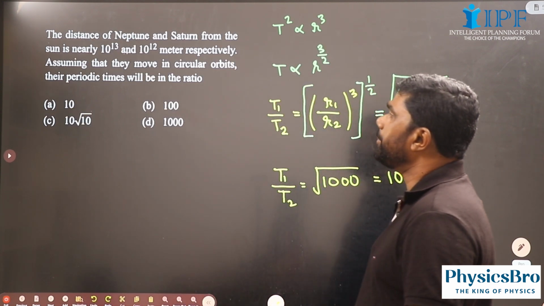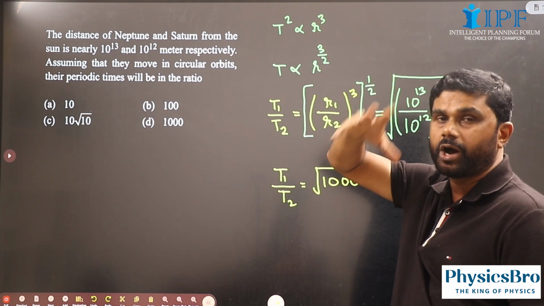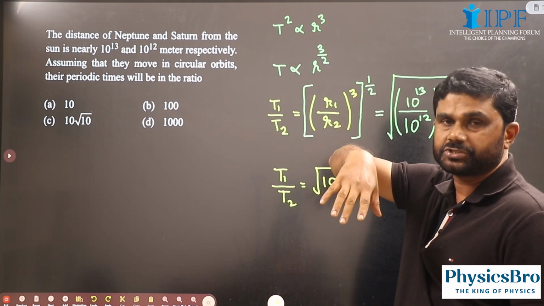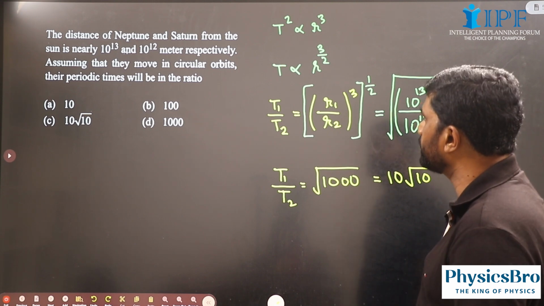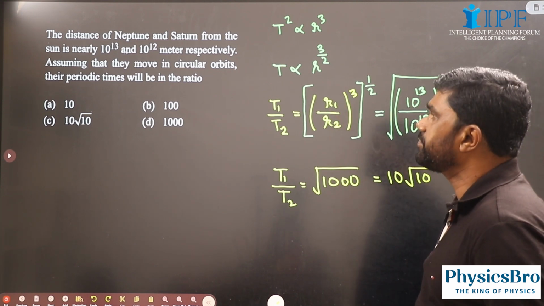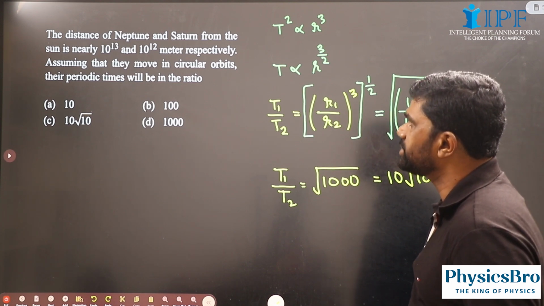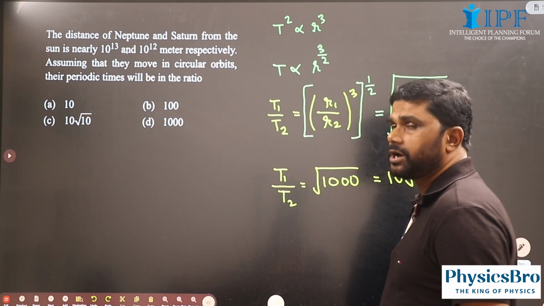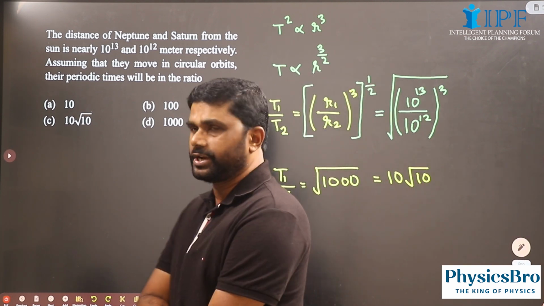The distance of Neptune, see, based on this one, t square proportional to r cube, you can expect a question that is most commonly asked. Okay, based on this t square proportional to r cube. We have Neptune and Saturn from Sun nearly 10 raised to 13 and 10 raised to 12 meter respectively, assuming that they move in circular orbits. Their periodic times will be in the ratio.